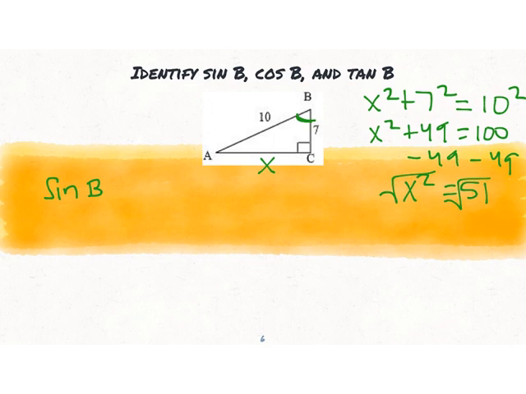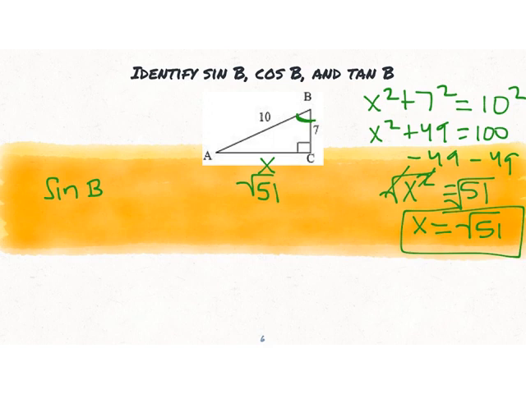So we take the square root of that. A lot of you guys are forgetting to do that at the last second there. And I believe 51 is prime, so it's just going to leave as square root of 51. So that's what this value is going to represent. So we want to include that when we're discussing our trig functions.